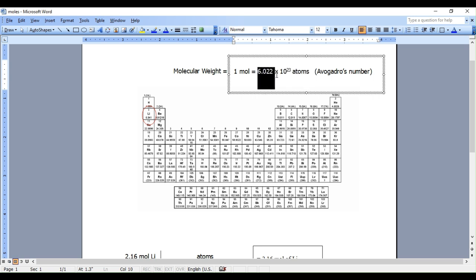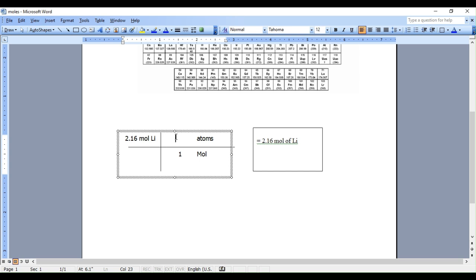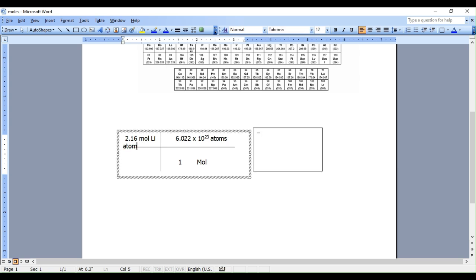So 1 mole is 6.02 times 10 to the 23rd. So 1 mole underneath, that number on top, let me stretch it out a bit. So let me calculate that. Let me get rid of that extra atoms there. So I do this multiplication on top, 2.16 times 6.022 times 10 to the 23rd.